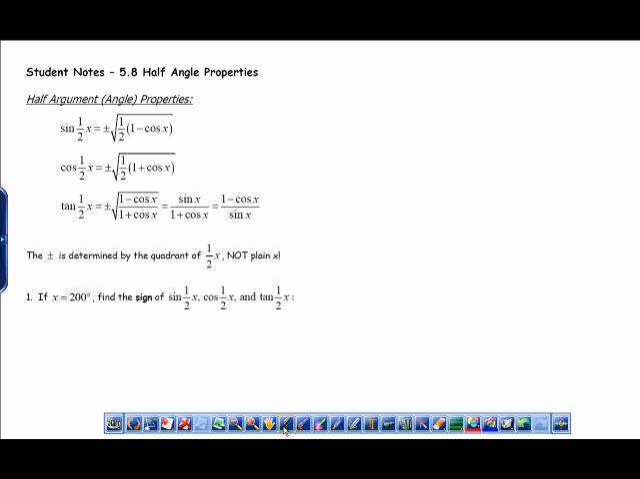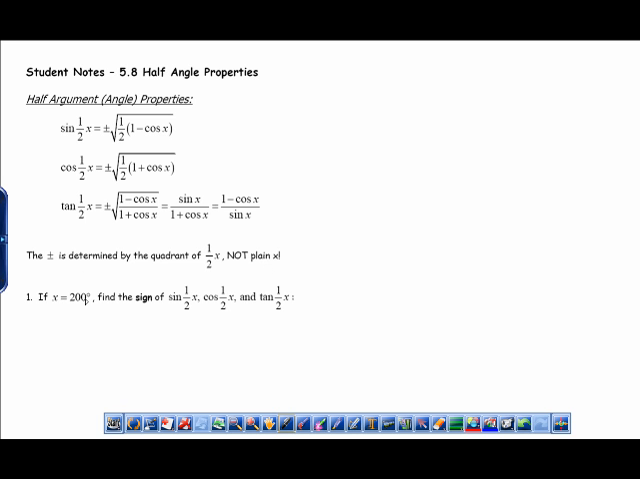One thing to clear up at the very beginning is this plus or minus. It's not that we have two answers, one positive and one negative. It's just that we don't know until we actually look at where 1/2 x is. So it says the plus or minus is determined by the quadrant of 1/2 x, not plain x. So let's practice what this really means.